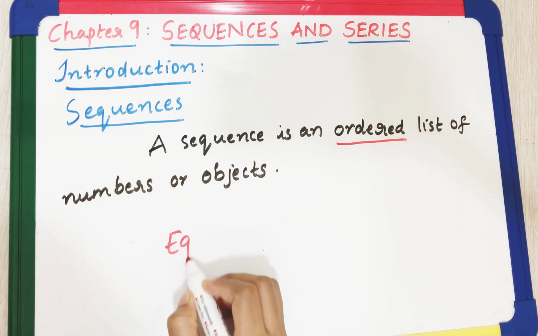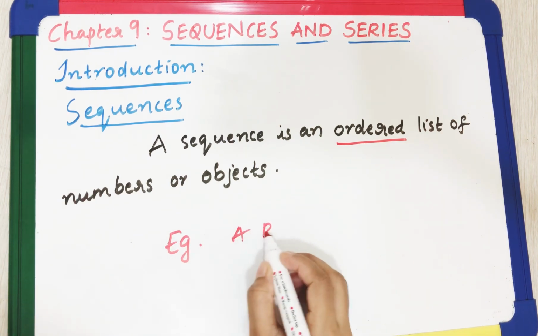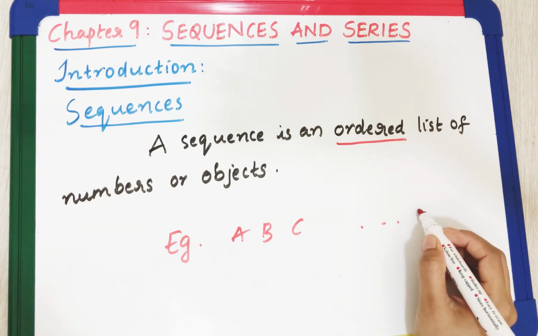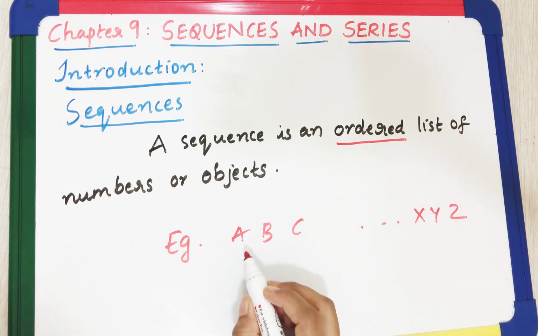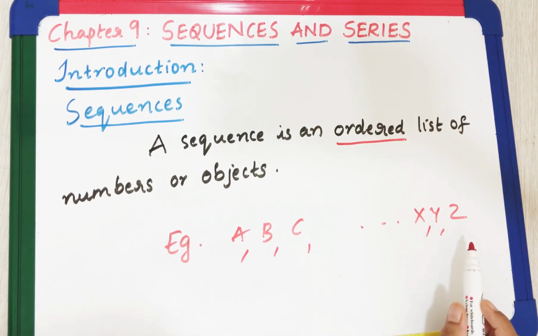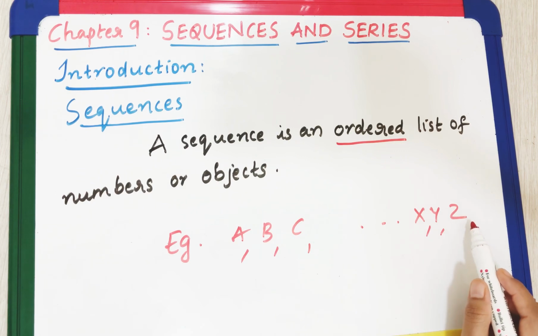Say A, B, C, etc. Y, Z. Here it has an ordering. We can say first member is A, second member is B, etc. 26th member is Z.